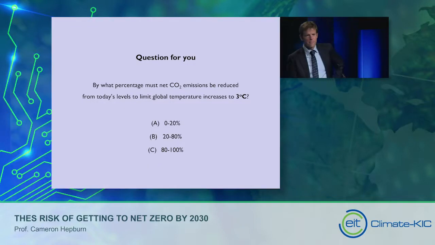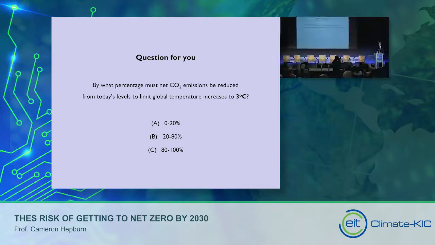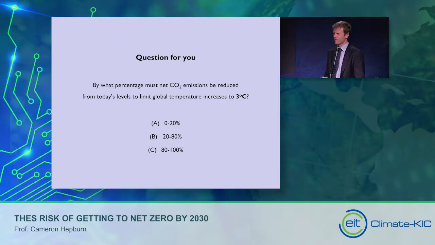And the question isn't about 1.5 degrees. I've asked this question repeatedly over the last 2 years, with a hope that gradually I'd get a higher and higher accurate response rate. It hasn't been happening very quickly, so I'm hoping you're going to blow my stats out of the water and this room is going to beat every single previous room. Here we go. What percentage does net CO2 have to be reduced by from today's levels to stabilize temperatures at 3 degrees above pre-industrial levels? So not 1.5, not 2, but 3 degrees.